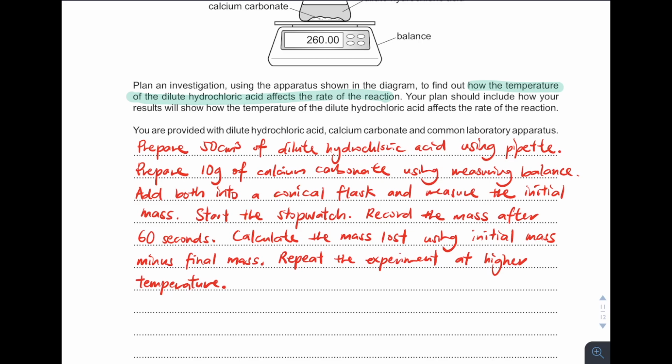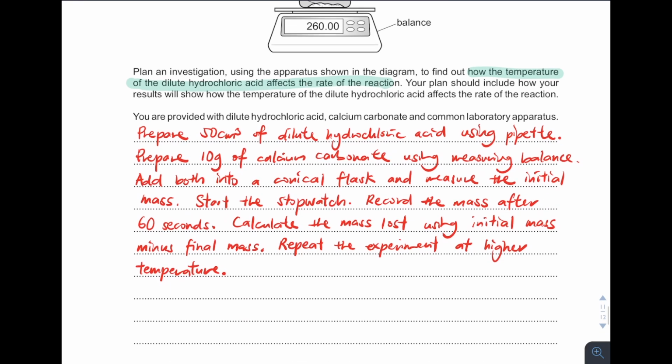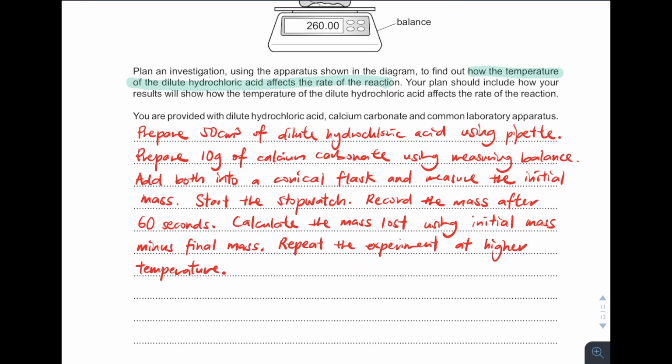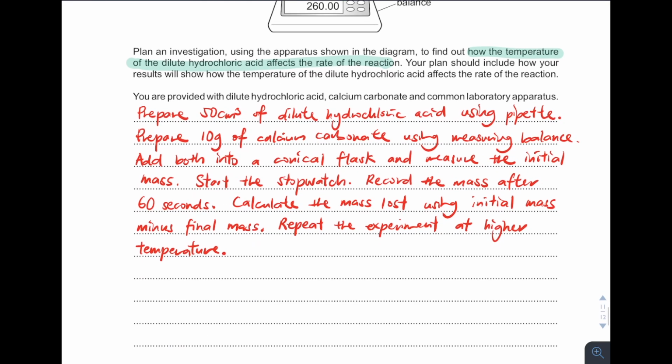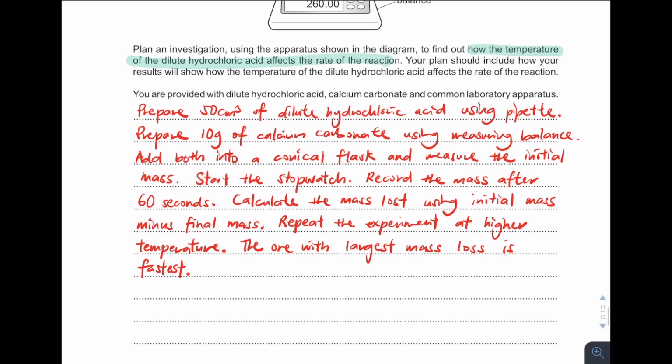And then lastly, you have to give a general conclusion. So what is the conclusion over here? The one with the highest mass loss has the greatest rate of reaction. So the one with the largest mass loss is fastest. That's it. So this is how it works for this experiment.